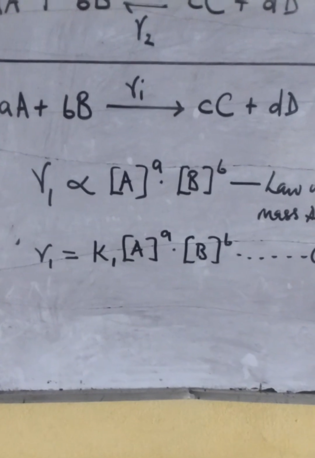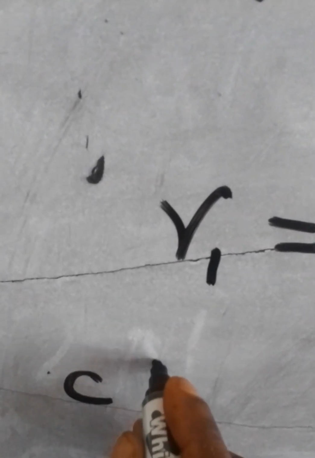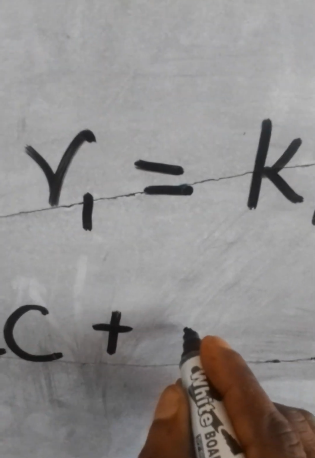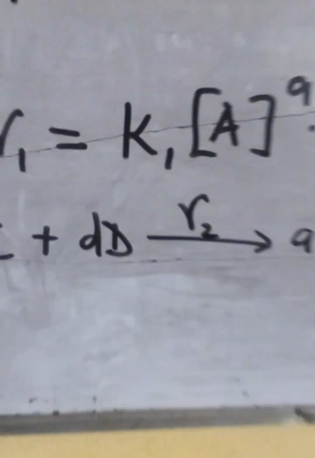So let's produce equation 2 by considering the backward reaction. The backward reaction is where the products, c moles of C, reacts with d moles of D to give back a moles of A plus b moles of B. And this is R2, the backward reaction.